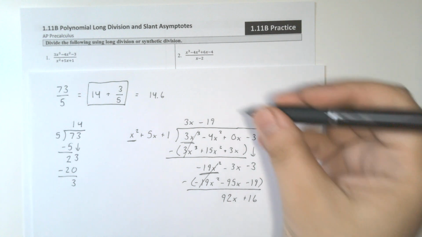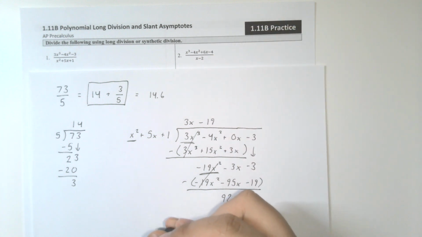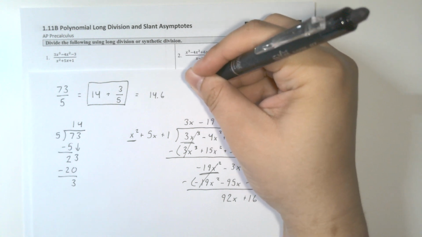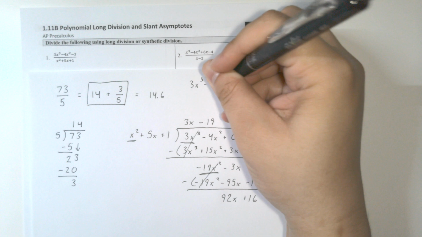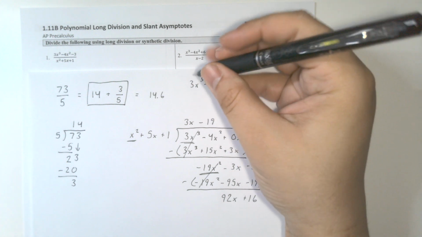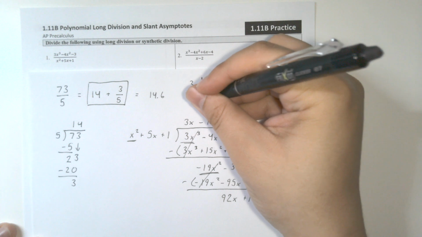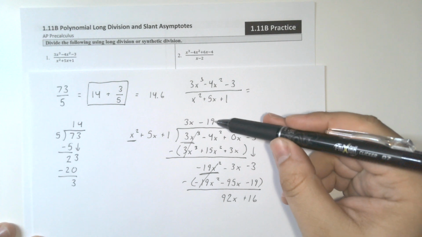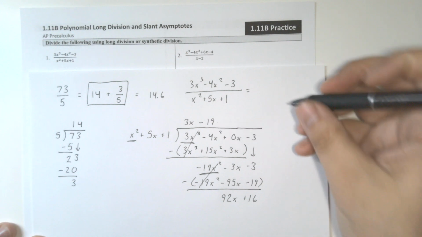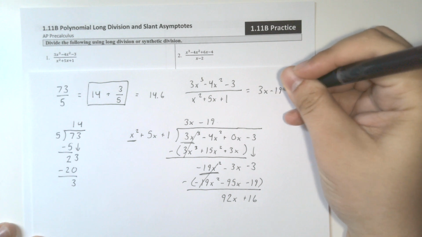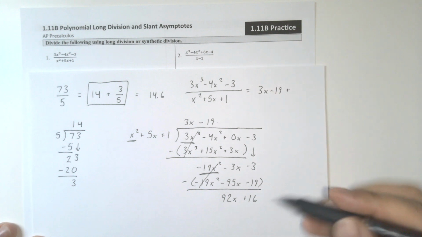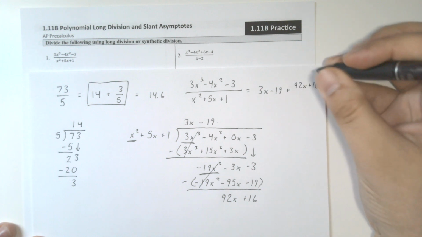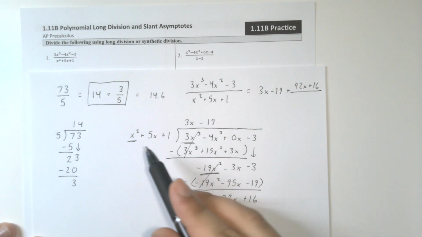And so we write our answer for this. Writing it in the same form that we had over here, we had 3x cubed minus 4x squared minus 3 divided by x squared plus 5x plus 1. And we would say that this is equal to whatever we have written up here on top, 3x minus 19, and then plus whatever our remainder is, which is 92x plus 16, divided by whatever we were originally dividing by.